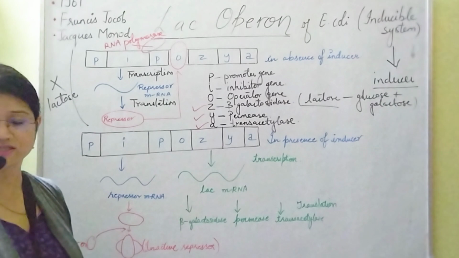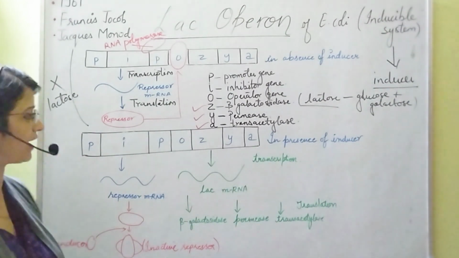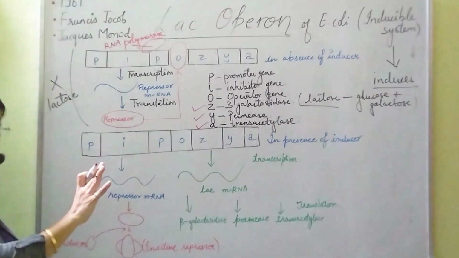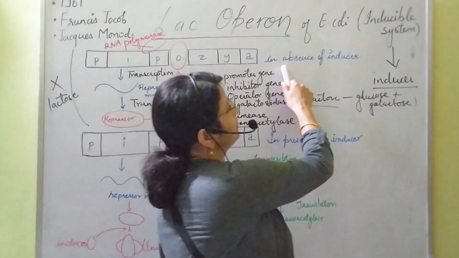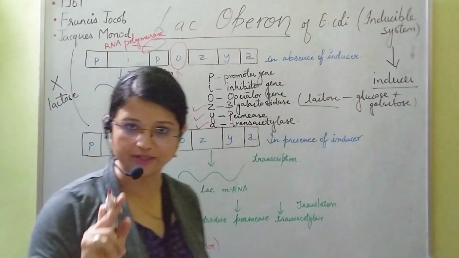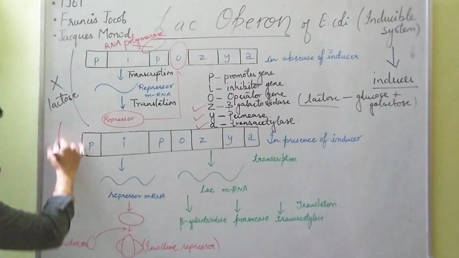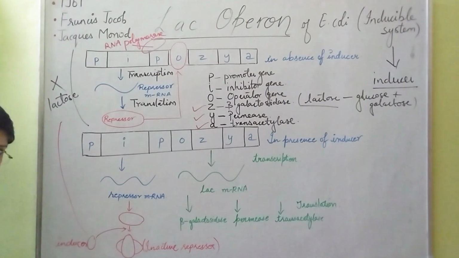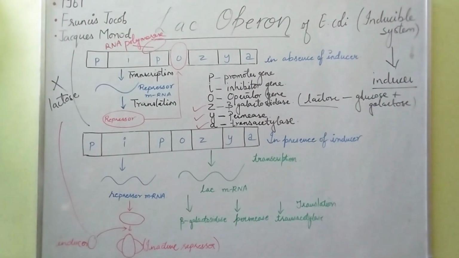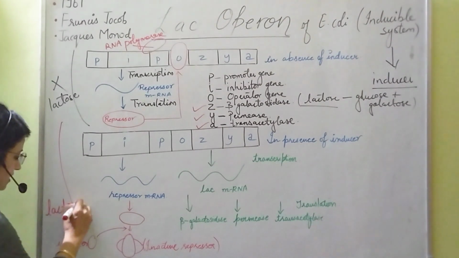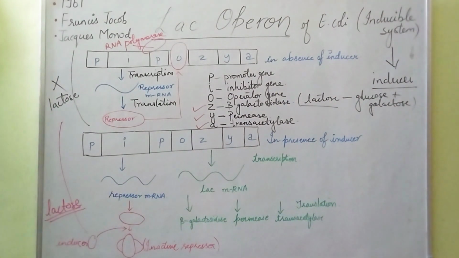Clear? And it is not required. These enzymes are not required because lactose is absent here. Clear? So this is the condition when there is absence of inducer. Now the second condition we will see is when the inducer is present, that is, lactose is present. Clear? Now what will happen when lactose is present?